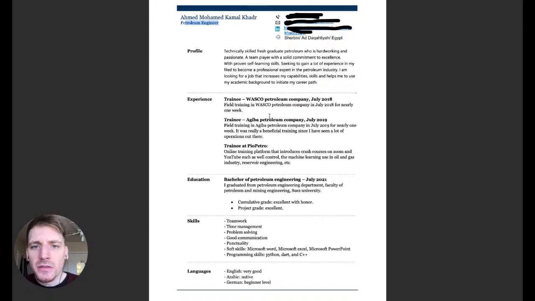Technically skilled, fresh graduate petroleum who is hardworking and passionate. A team player with a solid commitment to excellence. With proven self-learning skills, seeking to gain a lot of experience in my field to become a professional expert in the petroleum industry. I'm looking for a job that increases my capabilities, skills, and helps me use my academical background to initiate my career path.